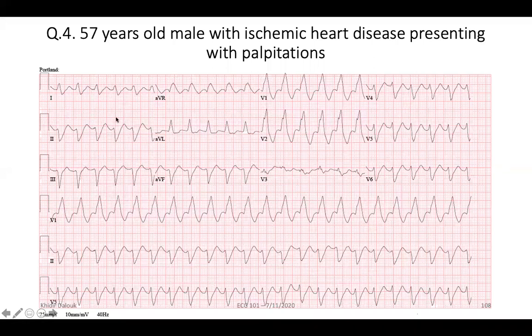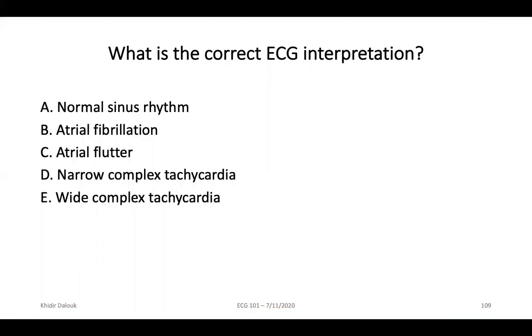The rhythm is not sinus. I don't see any discrete P waves. The axis here is left axis deviation. Of course, you cannot comment on the PR interval. You can only comment on the QRS, which is wide and has a right bundle branch morphology in V1. So I would interpret this rhythm as a wide complex tachycardia.